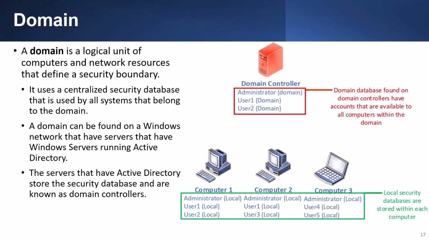A domain is a logical unit of computers and network resources that define a security boundary. It uses a centralized security database that is used by all systems that belong to the domain. A domain can be found on a Windows network that has Windows servers running Active Directory. The servers that have Active Directory store the security database and are known as domain controllers.